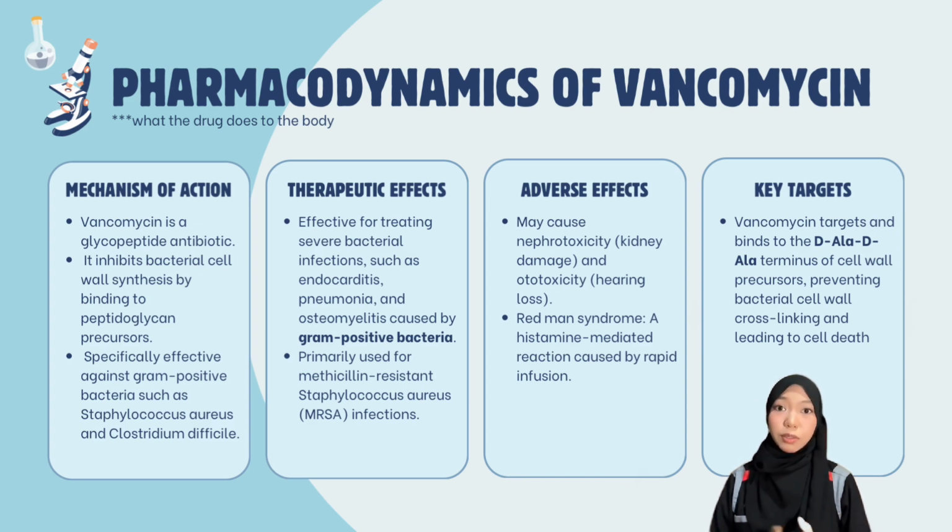So, what does vancomycin do to our body? First, mechanism of action, which vancomycin is a glycopeptide antibiotic which inhibits bacterial cell wall synthesis by binding to peptidoglycan precursors. Specifically effective against gram-positive bacteria such as Staphylococcus aureus and Clostridium difficile.